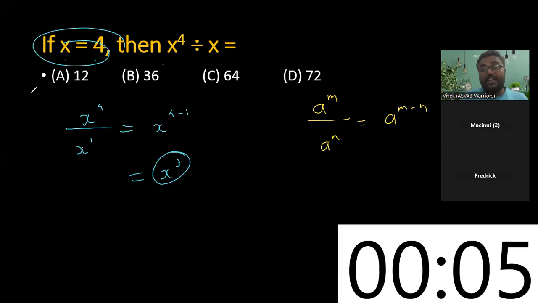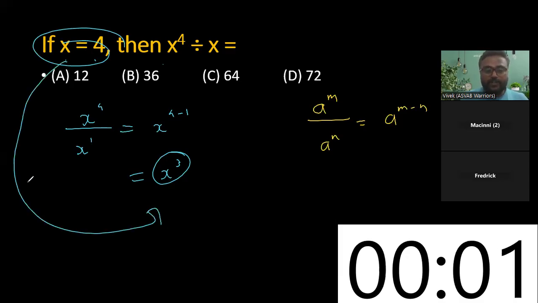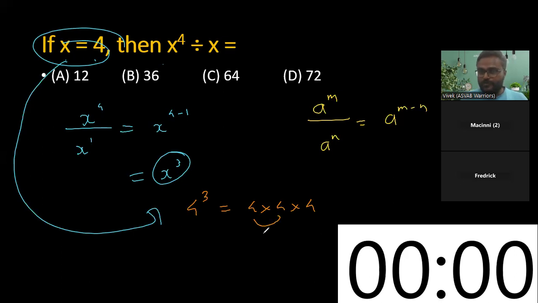But they have said if x is equal to 4, just plug that 4 in place of x. What will we have? 4 to the power 3, which is nothing but 4 times 4 times 4. 4 times 4, 16. 16 times 4, 64. So your answer is C.